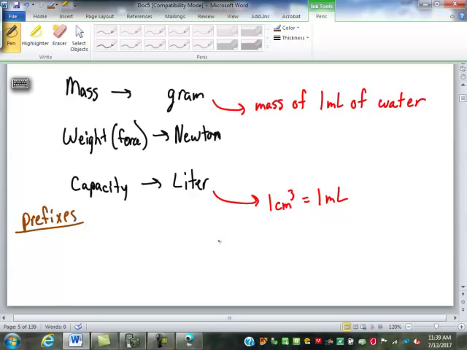At the center of our chart is going to be our standard units. So a meter or a gram or a liter are going to be our main units at the center here.